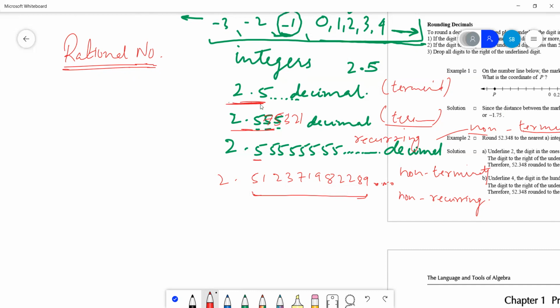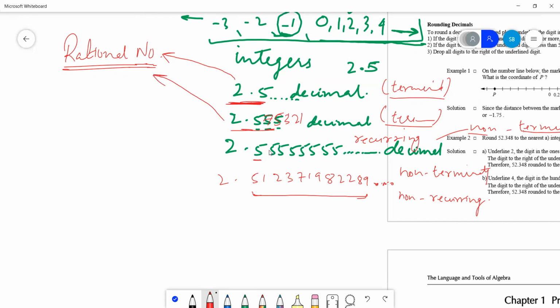So 2.5 is terminating, it stops, it's not having any randomness. So we call this type of decimal a rational number. Second one, 2.575321, it also stops. It's not having any randomness. So we call this number also a rational number.